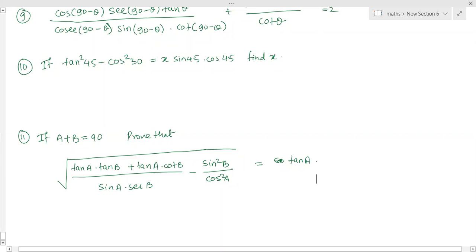Got it? Ma'am, I'm getting tan square A, not tan A. Square root of tan square is what? Yeah, you forgot the square root. Yeah, sorry. Yeah, tan A.